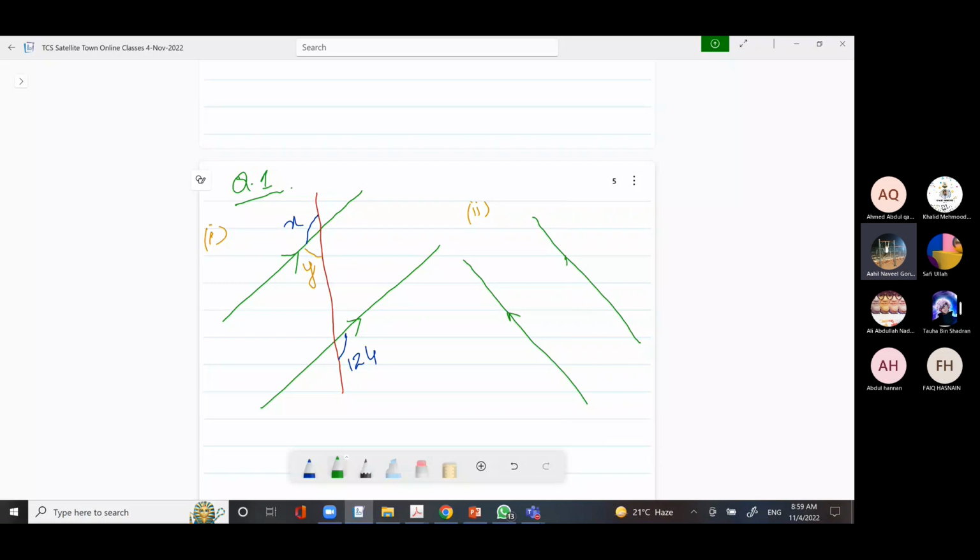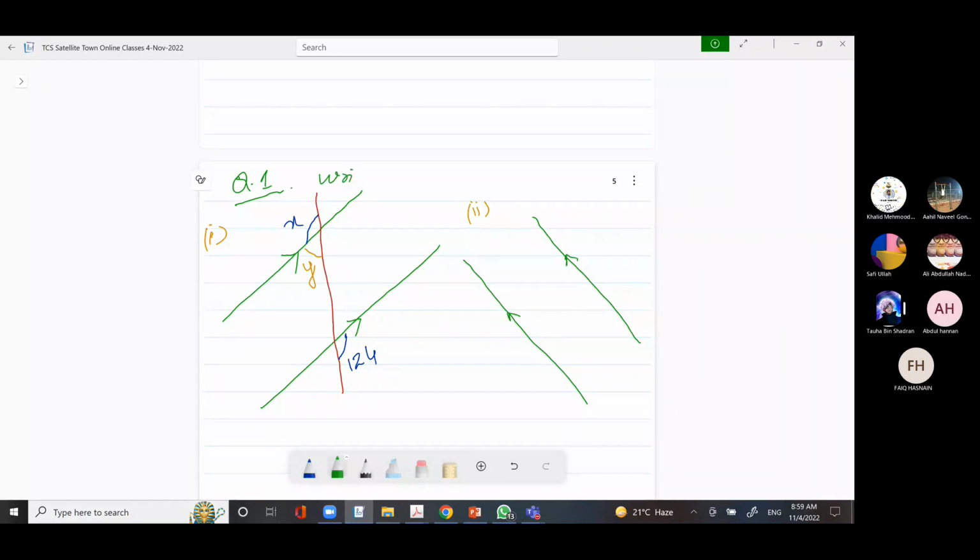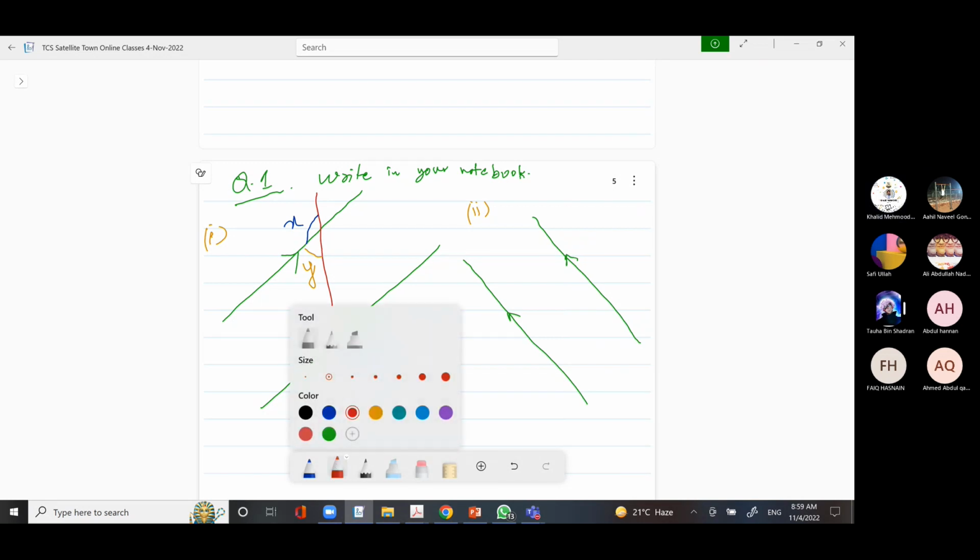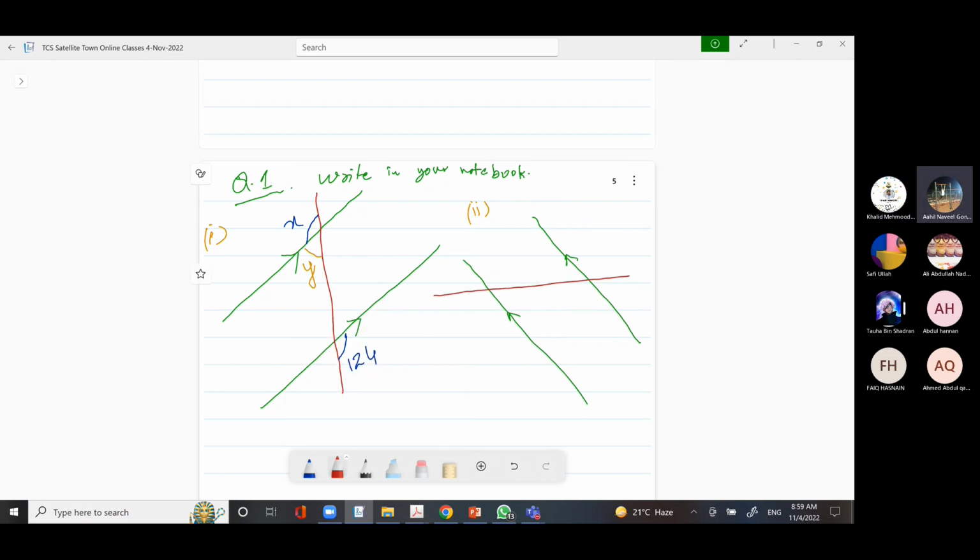Sir, in the first one, should we write it in the notebook? Yes, you may write in your notebook. Sir, in the first one, x and y are vertically supplementary. I don't know. You will be doing it and then sharing your answer. I'll be confirming it. Okay. Now the transversal is here, and then we have an angle.